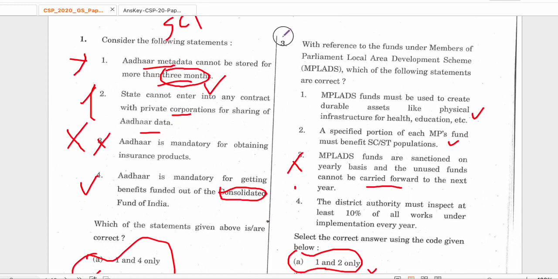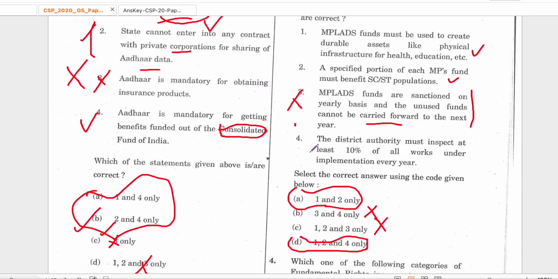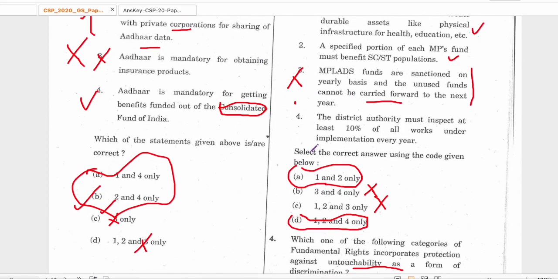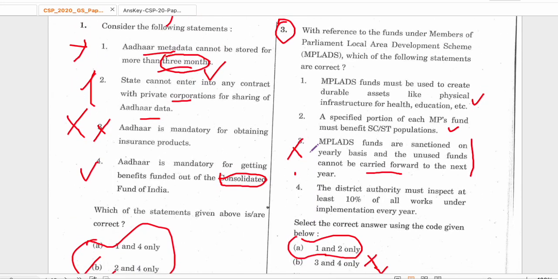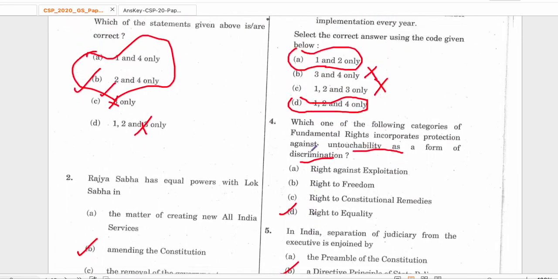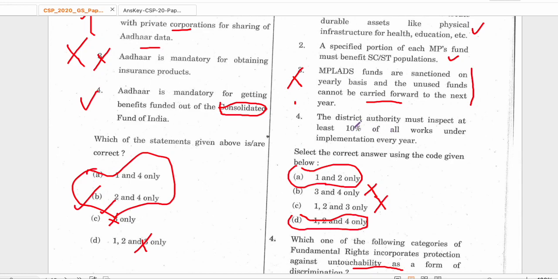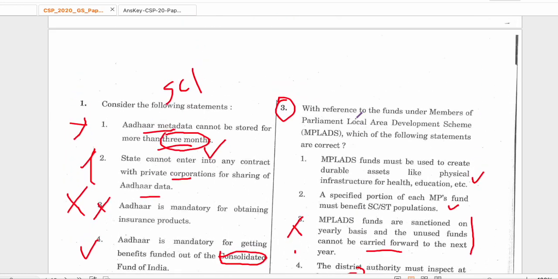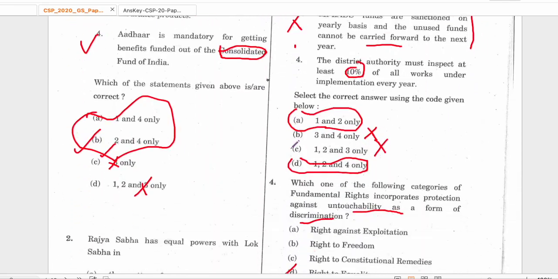This is a question which is also tricky, the MPLAD question. There was one thing you needed to know, that the MPLAD fund is not lapsable. It is non-lapsable. It can be carried forward to the next year as well. So this was one fact which you needed to know, and based on that you could have eliminated 50% of the options. But here you needed to know this data. This was not a question which can be straight away arrived at from the elimination method.